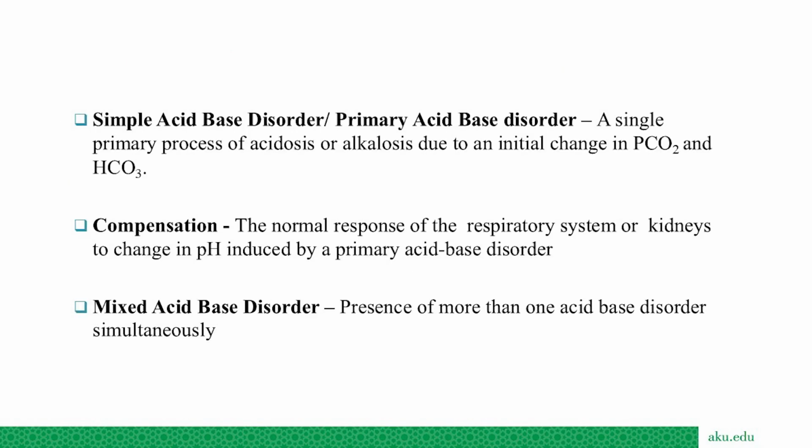What is a simple acid-base or a primary acid-base disorder? A single primary process of acidosis or alkalosis due to an initial change in the PO2, CO2 or bicarb is called a simple or a primary acid-base disorder. When the normal response of the respiratory system or the kidney starts after the simple acid-base disorder, this is called a compensation mechanism. When there is presence of more than one acid-base disorder in the body simultaneously, this is called a mixed acid-base disorder.